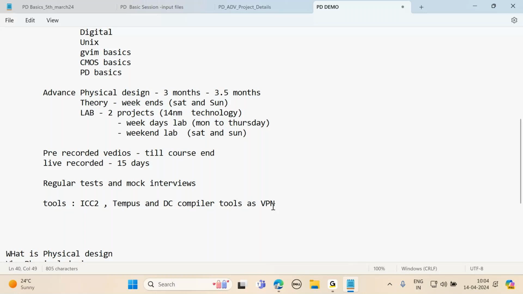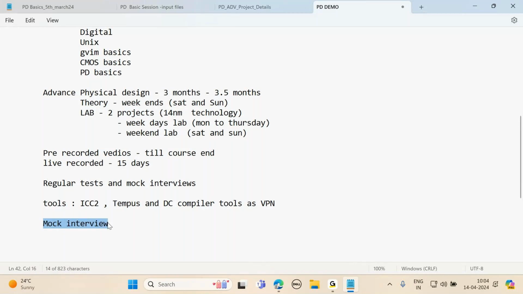But what VLSI Guru does is, before forwarding your profile to the companies, they will do a mock interview internally. If you clear this mock interview, only then will they send your profile to the companies.